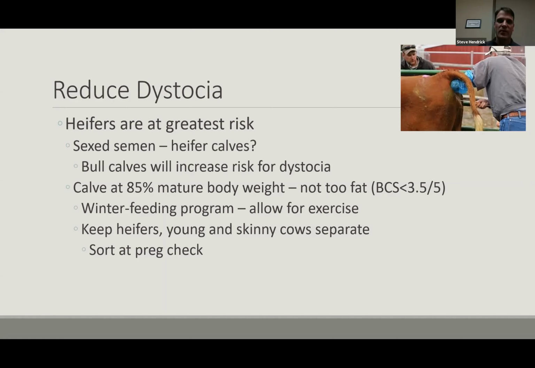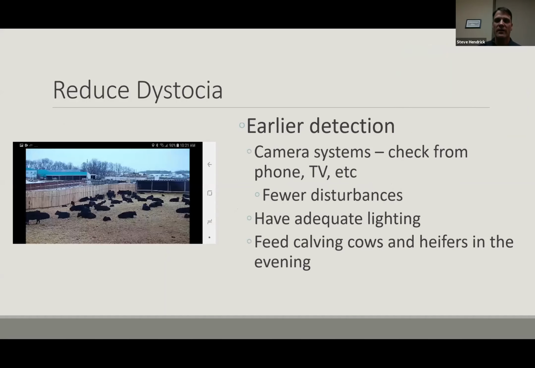So those are some thoughts on how we can manage or reduce dystocia in heifers. I think across the entire cow herd, when we start talking about managing dystocia, it's detection, right? And what I really like in the last number of years is the technology that's coming along with camera systems, being able to watch our cows without going in and disturbing them. I think that is a huge benefit.